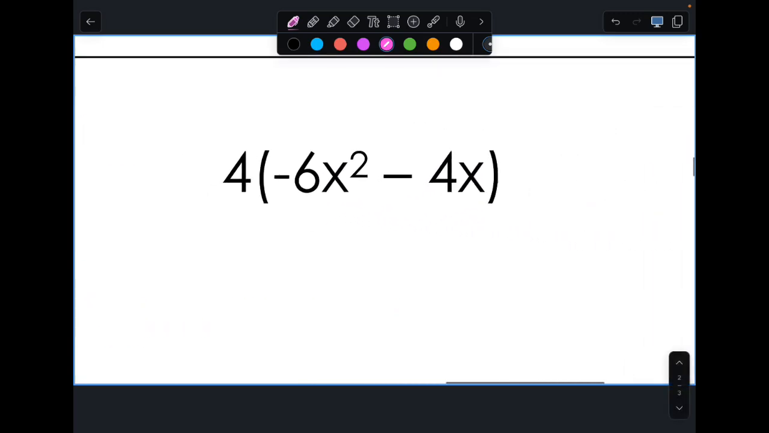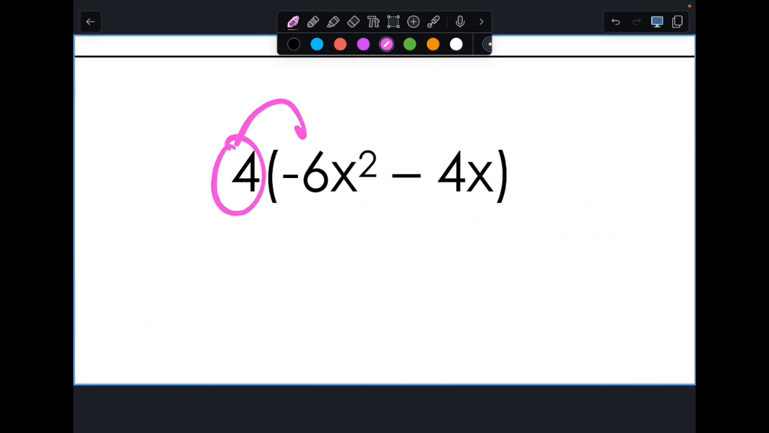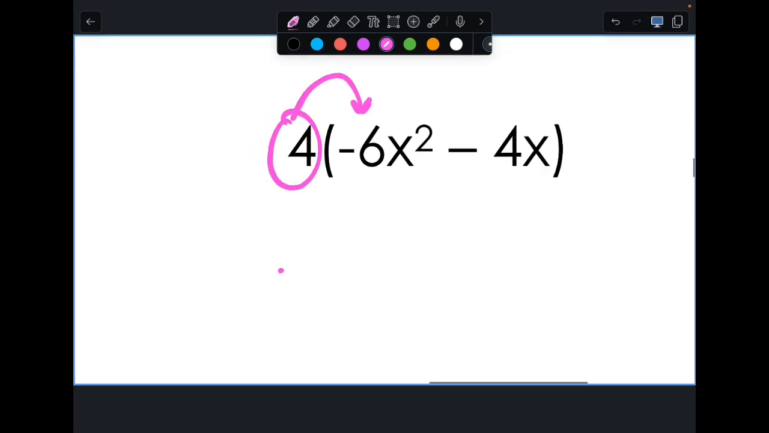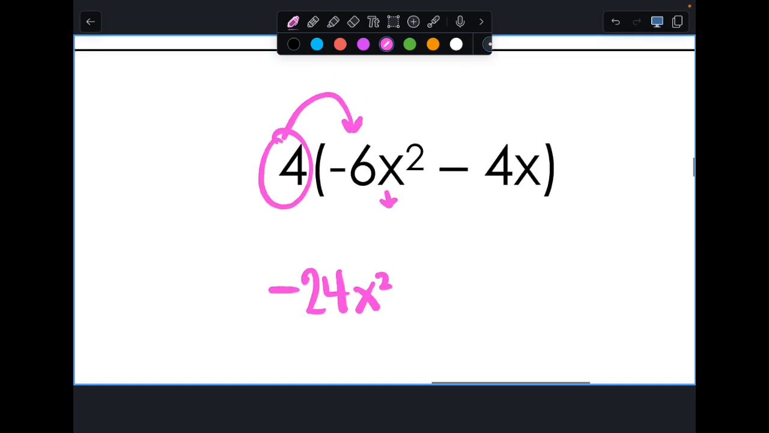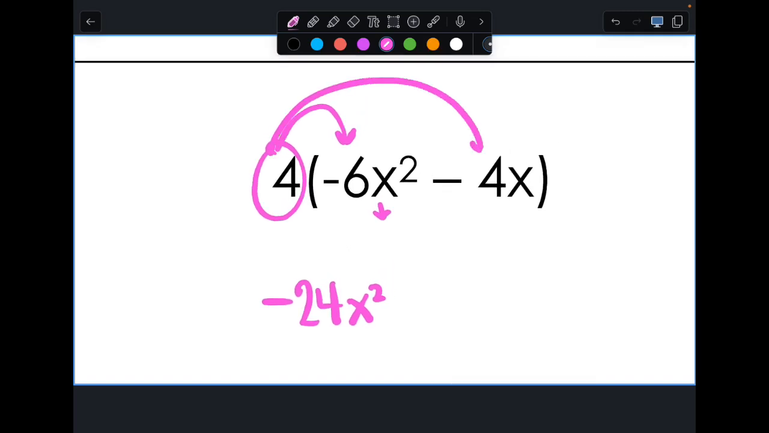Okay. Next. 4 times negative 6. Negative 24x squared. Bring down the x squared. Please stop saying the x until I ask about it. You would figure you'd catch on. All right. 4 times negative 4? Negative 16. Bring down the... Can you combine them? No.